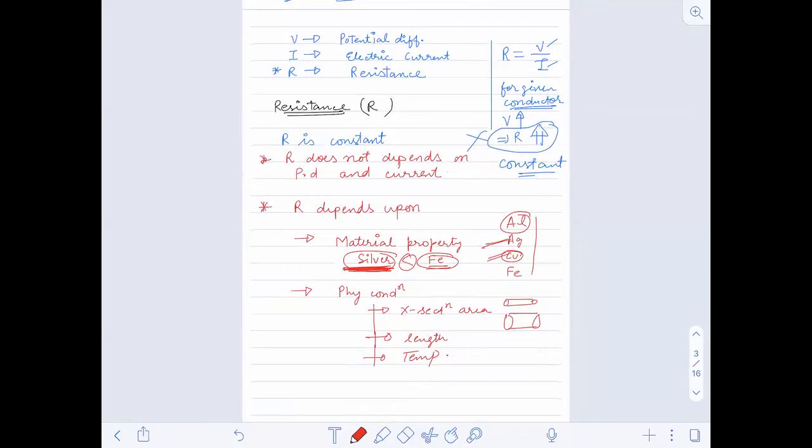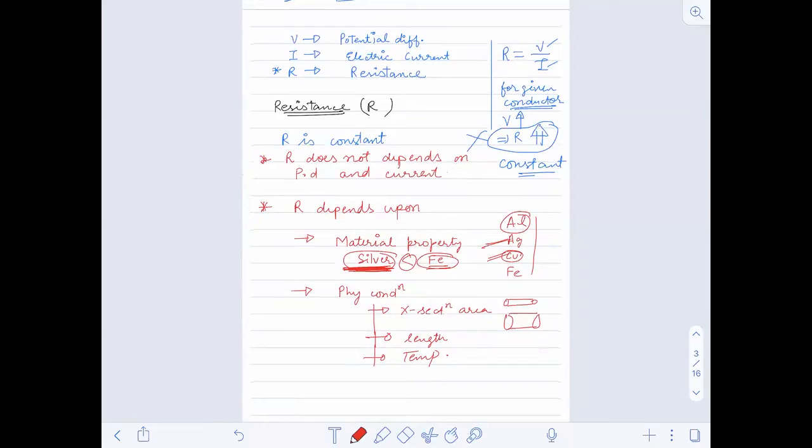Now, this much you understand: resistance is a constant. It does not depend upon V. It does not depend upon the current. Then on what factors does it depend? It will depend upon material property, the cross-sectional area, the length, and the temperature.